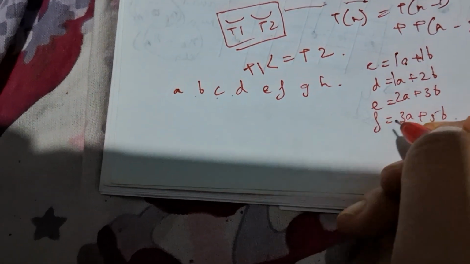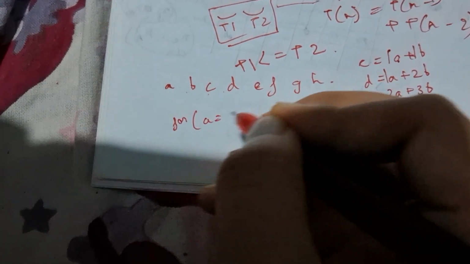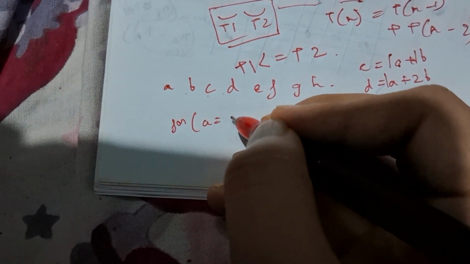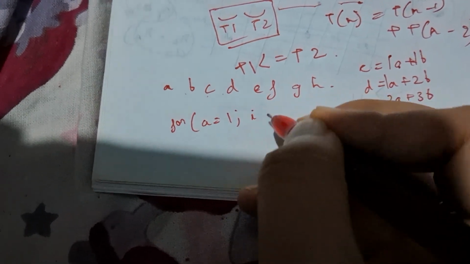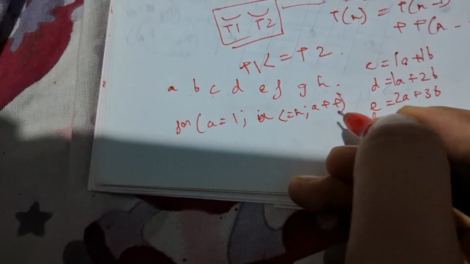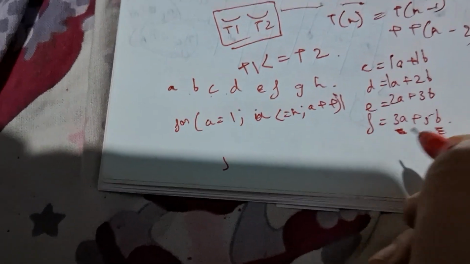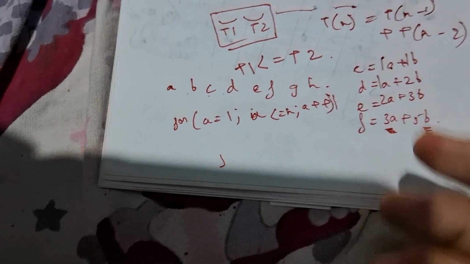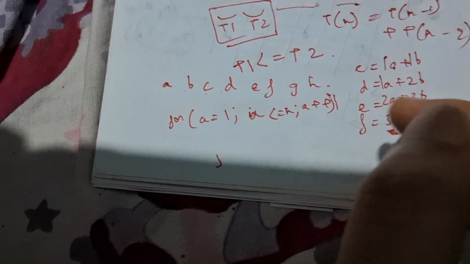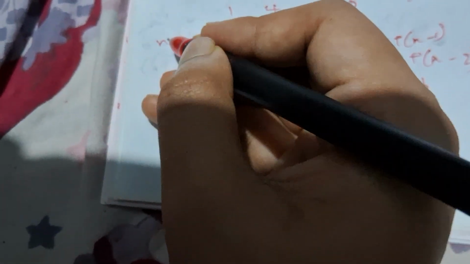So what we can do is, for a we can run a loop where a goes from 1 while a is lesser than n, a plus plus. For all the values of a, you have to check whether it is possible that the nth element is that or not.